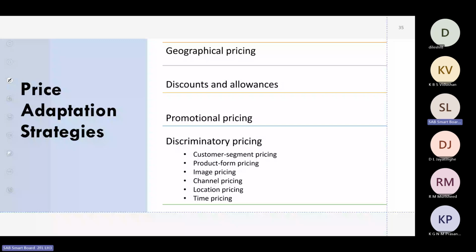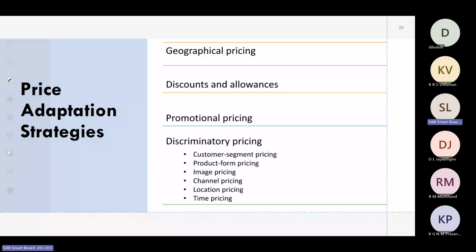Customer segment price is based on different segments. Right? For the same product, companies might be charging different prices. Let's say this class, we divide into males and females as two segments. From the males, they will be charging a different price. Then from the females, the company will be charging another different price. That is what we call customer segment price.